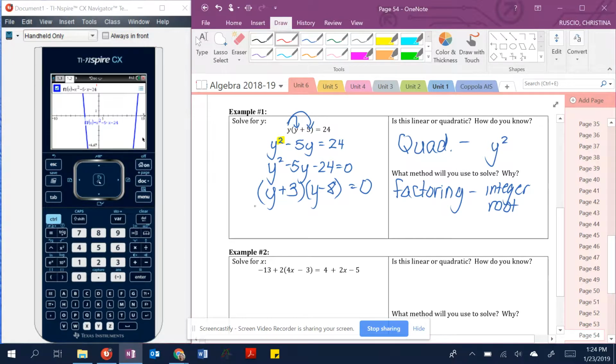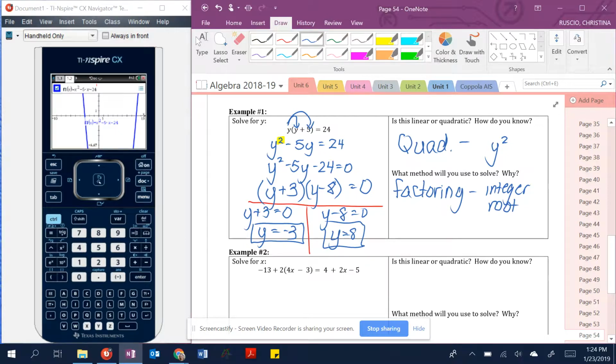All right, so we're almost done. We have to now solve. So we're going to take each of those two parts. I draw a little t-chart. So y plus 3 equals 0. So y equals -3, which we knew, duh, it's on the graph. And then y minus 8 equals 0. And then y equals 8 is the other 0, duh, on the graph.